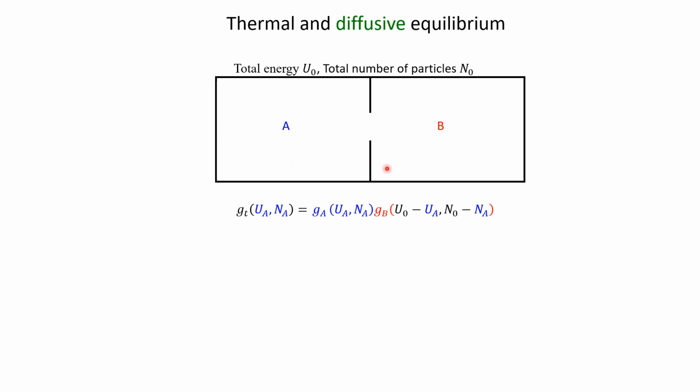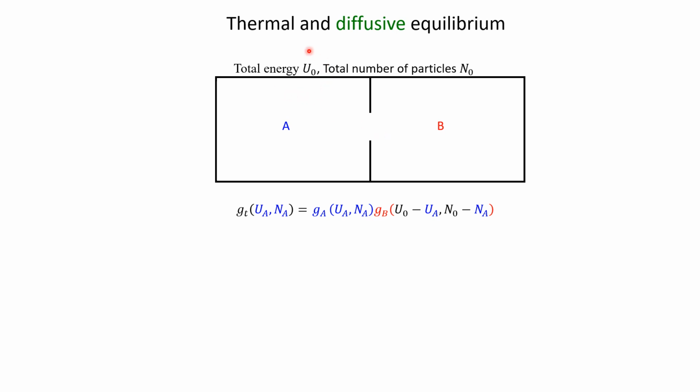Now we poke a hole in the wall dividing the two systems to let them exchange not only energy, but also particles. When two systems can exchange particles, we say that they are in diffusive contact. And when two systems are in diffusive contact, the number of particles becomes a property of interest. So now we have two properties of state, energy and number of particles.